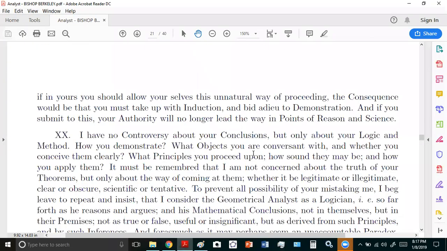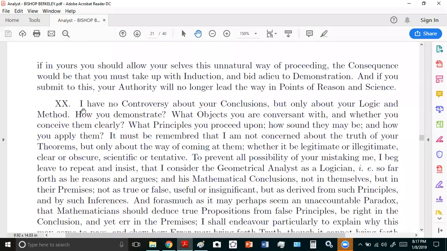So this paragraph is quite a candid paragraph by Berkeley. It says, I have no controversy about your conclusions. In other words, Berkeley wasn't questioning whether the results from Newton's bogus calculus were correct. He knew they were correct because they were falsifiable, okay? And anything that's falsifiable is really what we're looking for, isn't it? If it's not falsifiable, it's not correct.